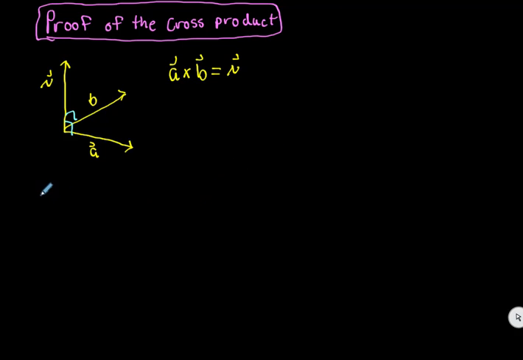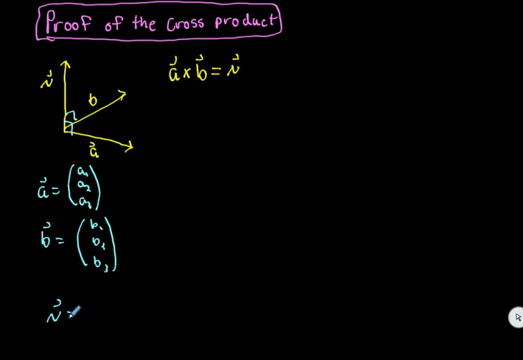So let's assign first. Let's say that vector A is the vector A1, A2, A3, and then vector B, similarly, is B1, B2, and B3. And then we're going to call the normal vector X, Y, and then Z.